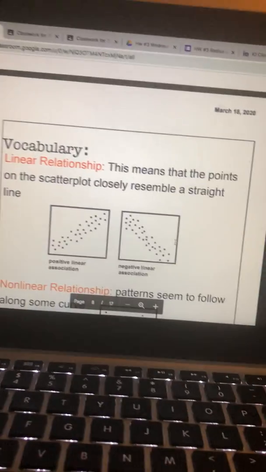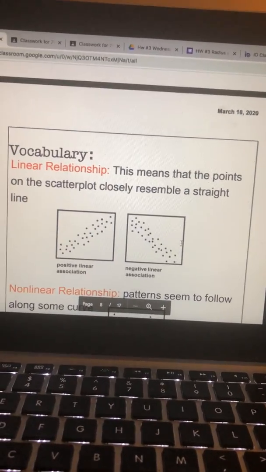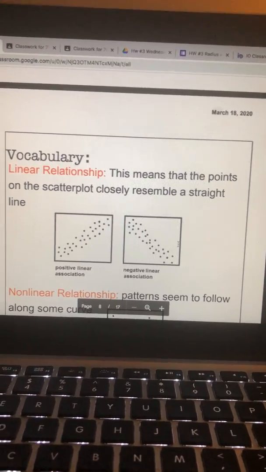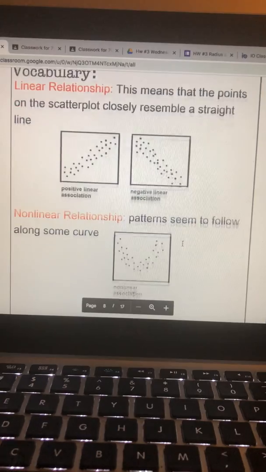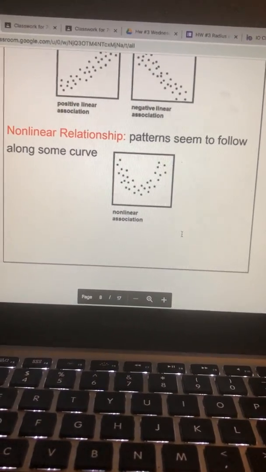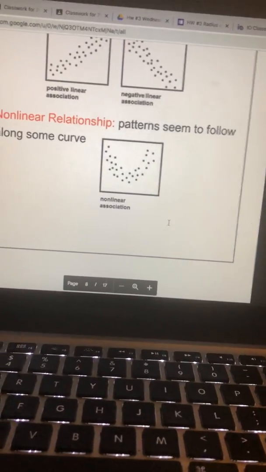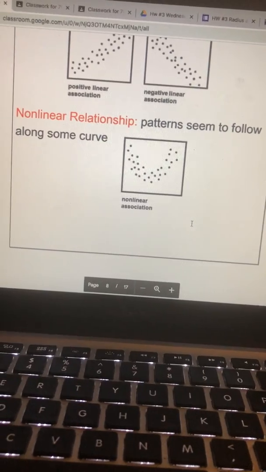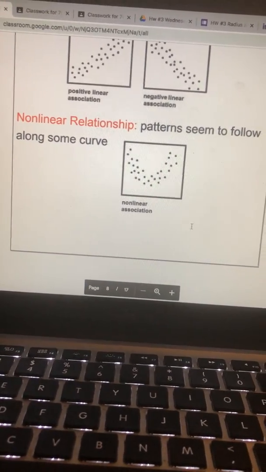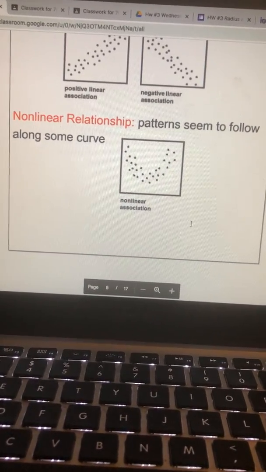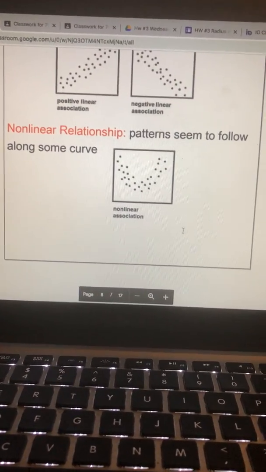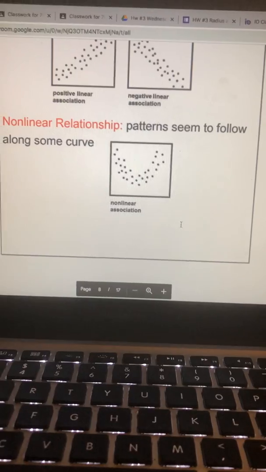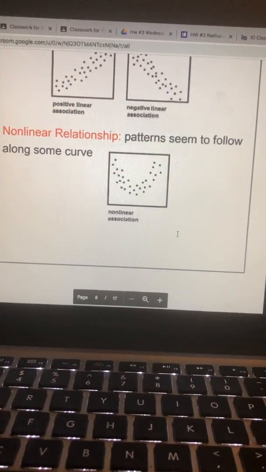So here is our linear relationship model. These are both a positive and a negative linear relationship of a scatter plot, and then here is an example of a nonlinear relationship. This would also be no correlation because you cannot say that it's only positive or it's only negative. It's both increasing and decreasing, so it's no correlation as well as nonlinear.